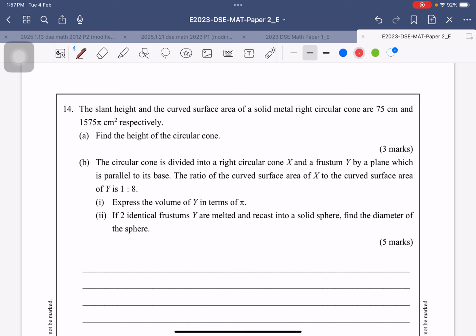Finish. You mean the answer? The radius? Small radius. Small radius is 7. 7.